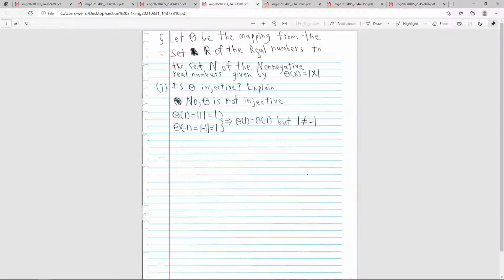Let theta be the mapping from the set R of the real numbers to the set of the non-negative real numbers given by theta of x equals the absolute value of x. Is theta injective? Explain. No, theta is not injective, and we can show this with a counterexample. Theta of 1 and theta of negative 1 both equal 1, because the absolute value of 1 is 1 and the absolute value of negative 1 is 1. That means theta of 1 equals theta of negative 1, but 1 does not equal negative 1, which violates the property of an injective function.